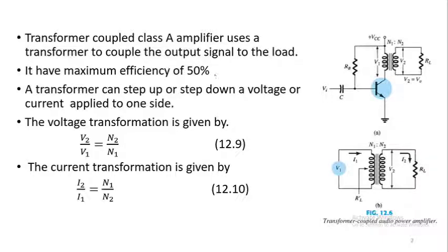If we compare this with the series fed class A amplifier, in the case of series fed the maximum efficiency was 25%, but here we can increase efficiency by using a transformer to couple the output signal to the load, and that can be increased up to a maximum of 50%.